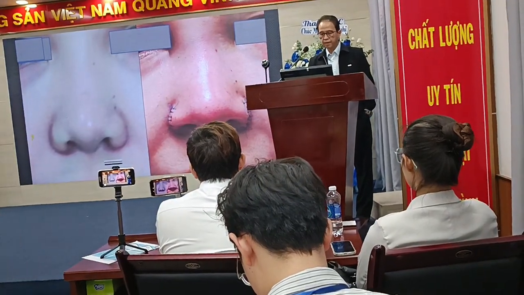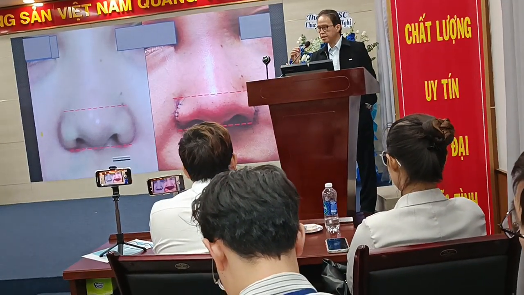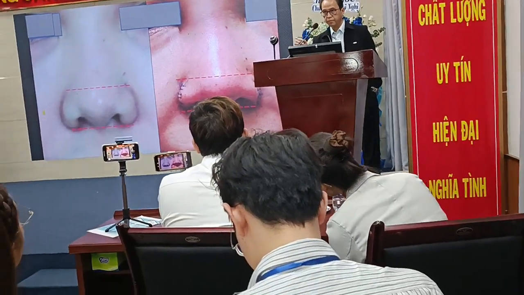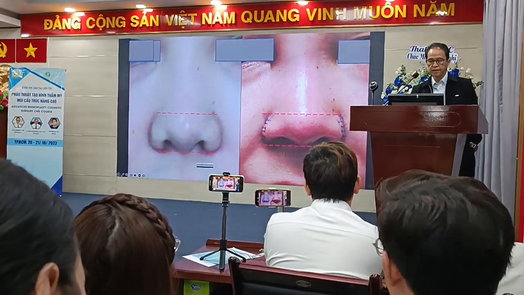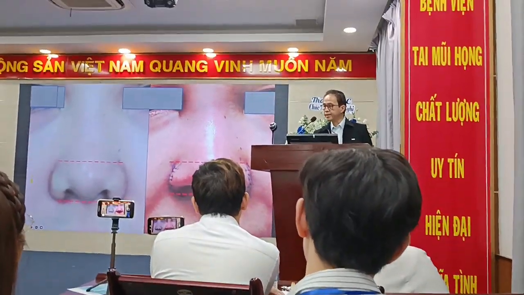So before and after, you can see that it changes. We compare. You see the height very high before. Now it's lowered.